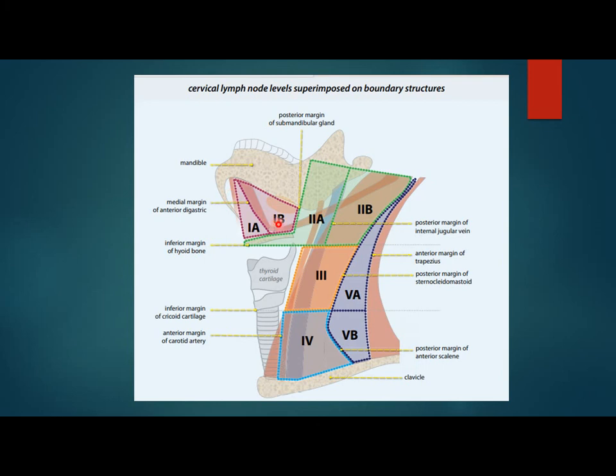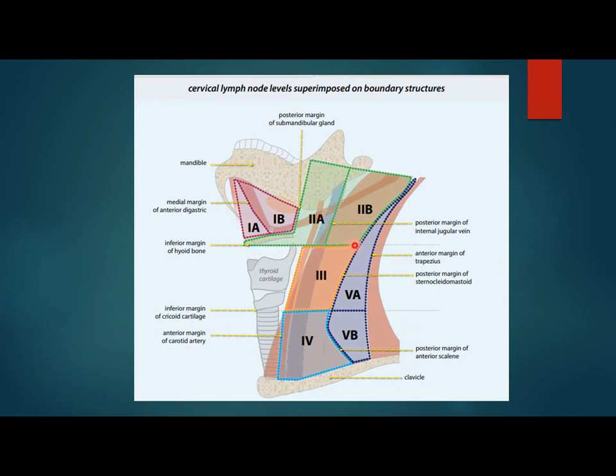Level 1 is called the submandibular level. It divides into A and B. A is located medial to the anterior belly of the digastric. B is located posterior to the anterior belly of the digastric and extends posterior to the submandibular gland, and inferiorly it is bounded by the upper surface of the hyoid bone.